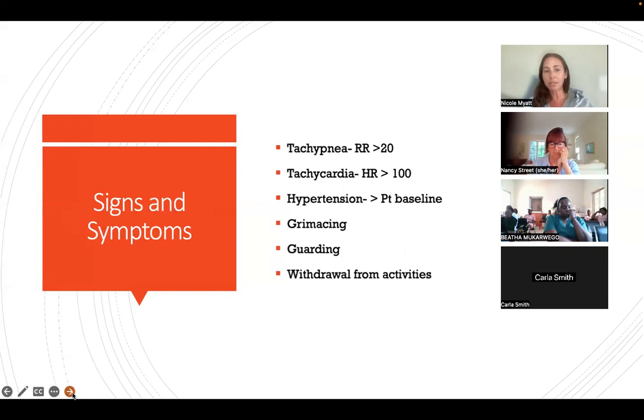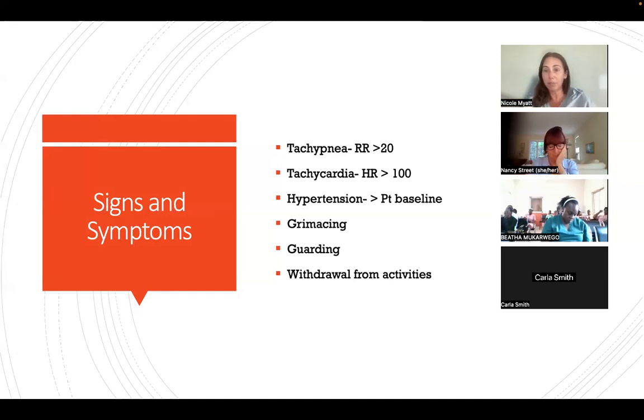So what are some of the signs and symptoms? Here we are with our vital signs: respiratory rate greater than 20, tachycardia, heart rate greater than 100, hypertension, higher than baseline. For me, my blood pressure is usually about 100/70. So for me to have a blood pressure that was, say, 125 over 80, as much as that looks normal, that would be a high blood pressure for me. So that might indicate that I'm in pain.